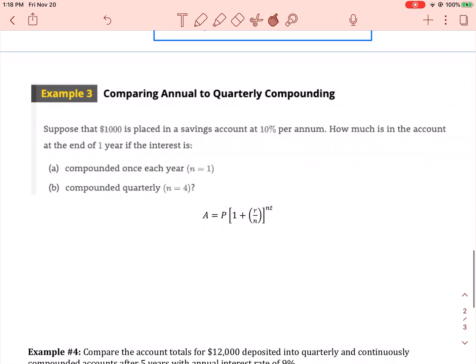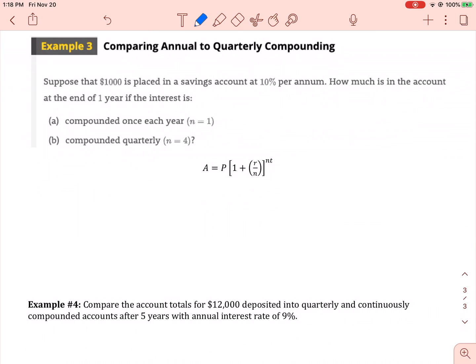Couple more, we're going to compare annually to quarterly. Sometimes it's important to know, should I compound this annually or quarterly? In the end, you want to make the most money, right? So let's see which one's best. Suppose you have $1,000 placed in a savings account, 10% per year. How much is in the account at the end of 1 year if the interest is, part A, compounded each year? Look, isn't that nice? It already tells me N is 1, right? Year is 1. So let's plug in what we know.